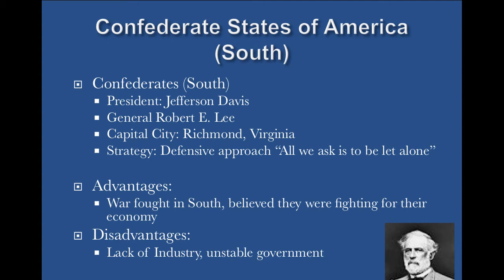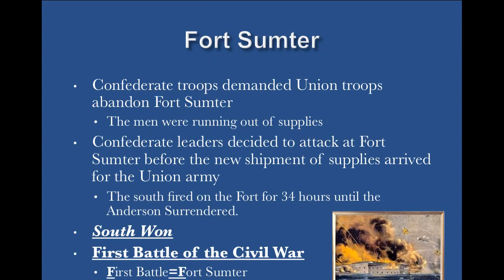The disadvantages were kind of the flip side of the North's advantages. They had a lack of industry. They didn't have good ways to get supplies. They had to rely on outside sources to get manufactured goods. They had an unstable government, one that was just set up for them, so they didn't have a firm stance like the North, which had the established government of the United States. So those were some advantages and disadvantages going into the Civil War.